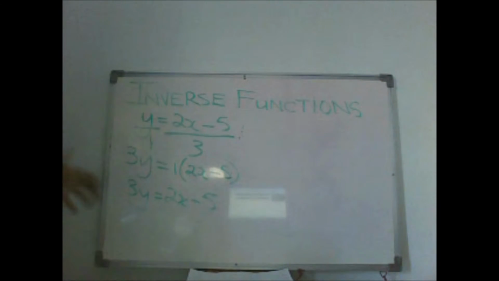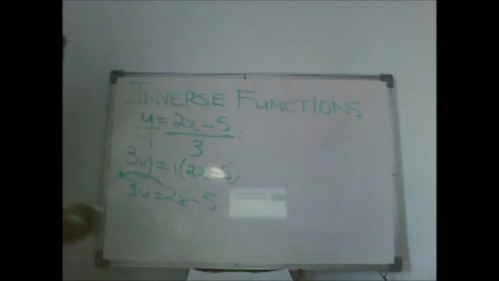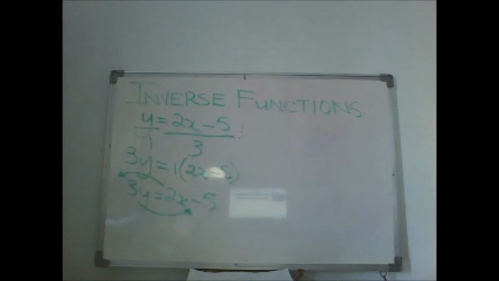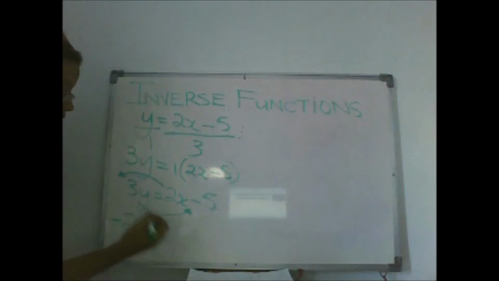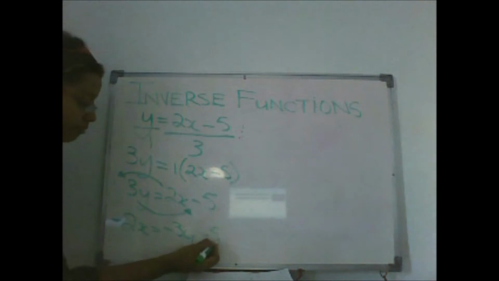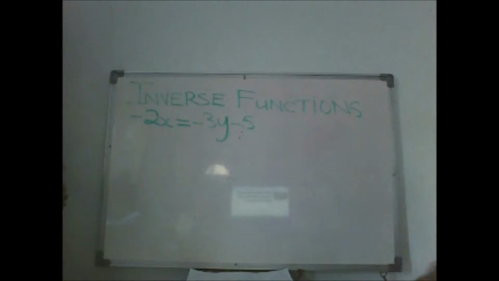Then we're going to solve for x. So we're going to bring 2x over the equal sign, and we're going to bring the 3y over that side. So we're going to be left with negative 2x is equal to negative 3y minus 5. Right, so we have negative 2x is equal to minus 3y minus 5.